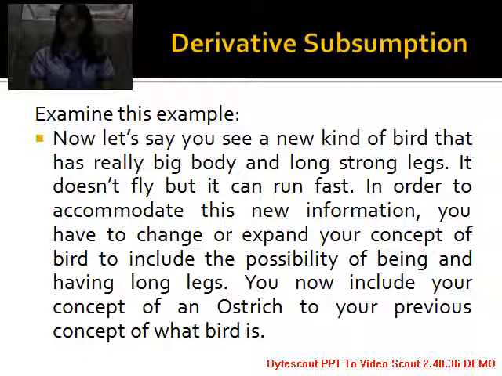Number one, derivative subsumption. This is an example of derivative. Now, let's say you see a new kind of bird that has a really big body and long, strong legs. It doesn't fly, but it can run fast. In order to accommodate this new information, you have to change or expand your concept of bird to include the possibility of having long legs. You now include your concept of an ostrich to your previous concept of what a bird is.